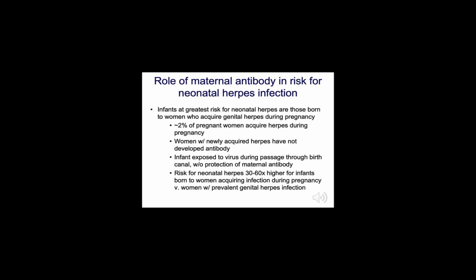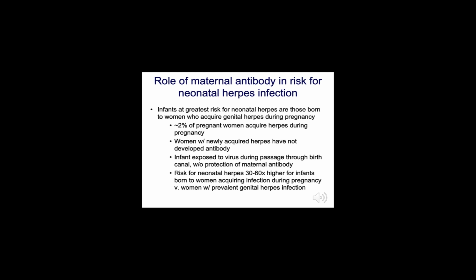Now, we spent quite a bit of time talking about seroprevalence, and one reason for that is that the presence of antibody in a pregnant woman has a strong influence over the risk for acquisition of neonatal herpes if a woman is shedding virus at the time of delivery. The infants who are at the greatest risk for neonatal herpes are those who are born to women who acquire genital herpes during pregnancy, but who have not yet had a chance to develop antibody, which can then be transferred to the infant or the fetus at that point across the placenta.